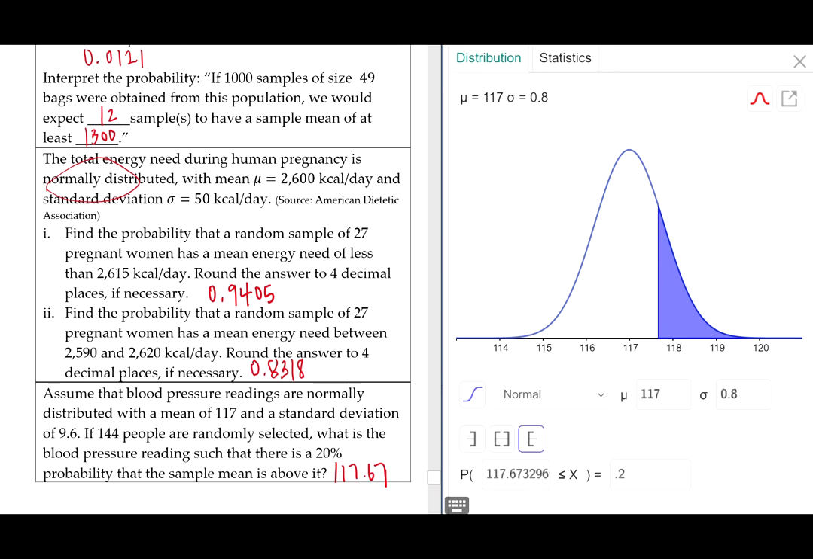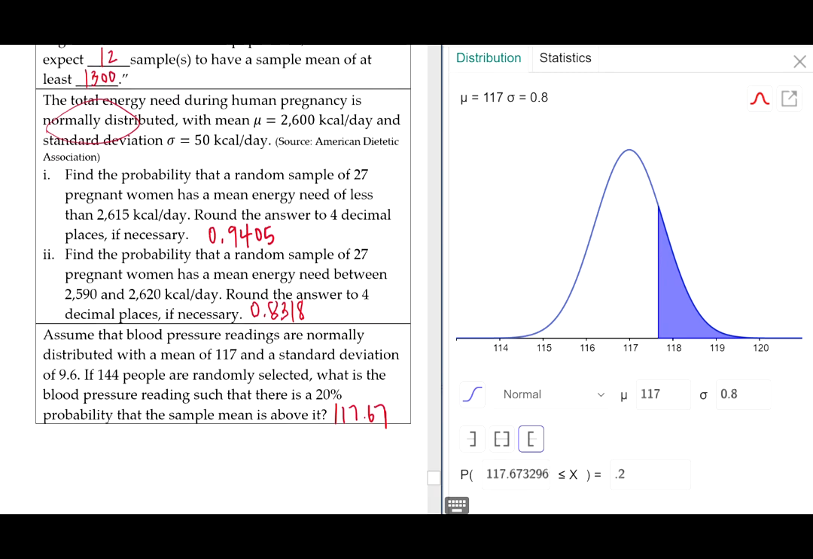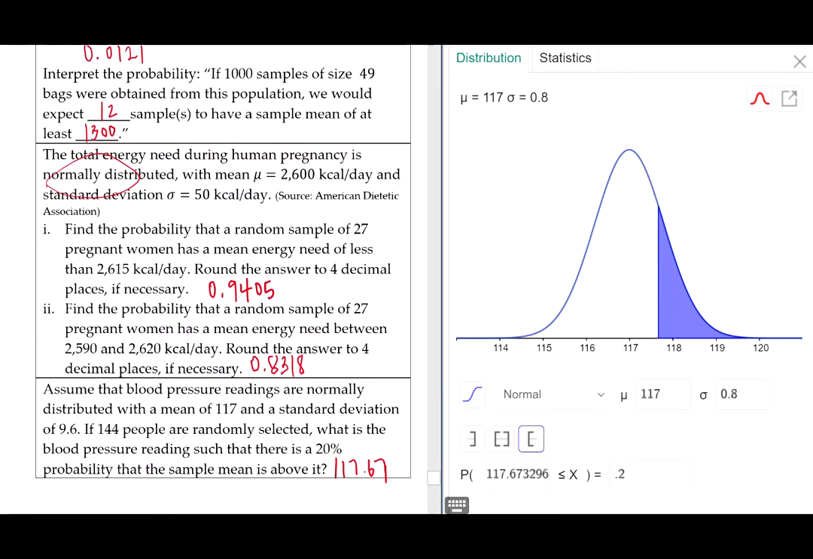There is a 20% probability that the sample mean of blood pressures will be above 117.67.